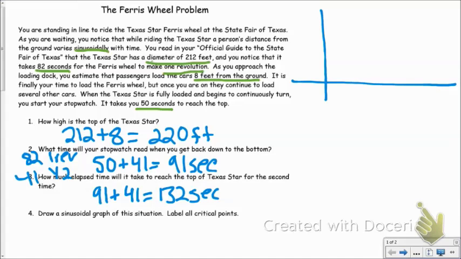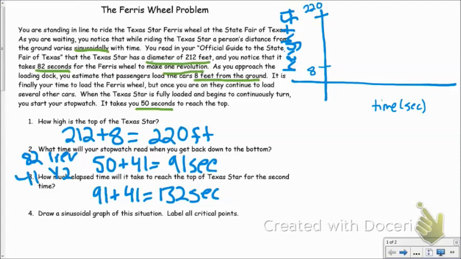Let's do the y-axis first. That's going to be my height, and that is in feet. The highest point that I'm going to need to mark on here is the top of the Texas Star, which is at 220 feet. Then the lowest point I'm going to mark on here is when I start loading on this Ferris wheel, and that's a height of 8 feet. On my x-axis is going to be time, and that is in seconds.